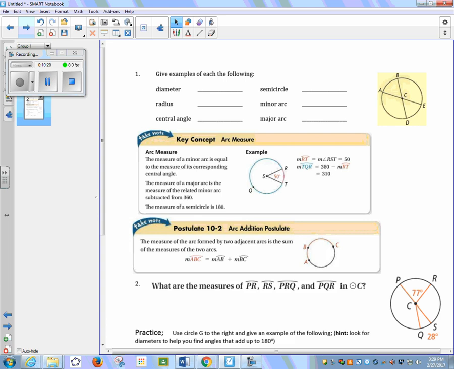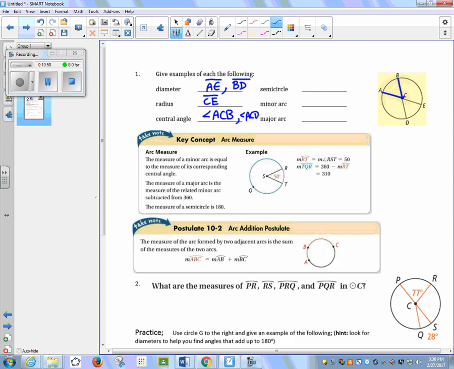An example of a diameter from this diagram would be, let's say, AE. Now, a diameter is a segment, so you're just going to put a segment symbol over it. Another diameter would be BD. A radius would be anything with C as an endpoint. So CE, CD, CA, CB, etc. A central angle, maybe angle ACB. Anything with C as the vertex, angle ACB or angle ACD. These are all central angles.